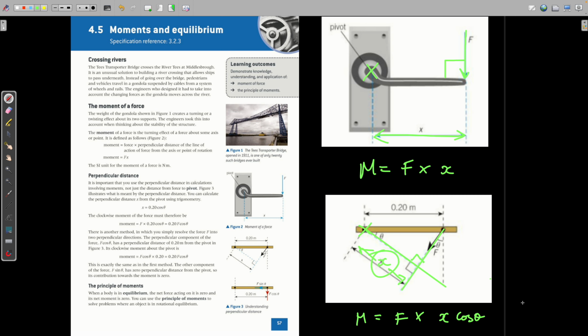The next part talks about the principle of moments. When a body is in equilibrium, the net force acting on it is zero, and its net moment is zero. So you can use the principle of moments to solve problems where an object is in rotational motion. You'll see this kind of stuff in mechanics as well in maths, lots of moments questions. We'll go through loads of those, but let's go into the next page.